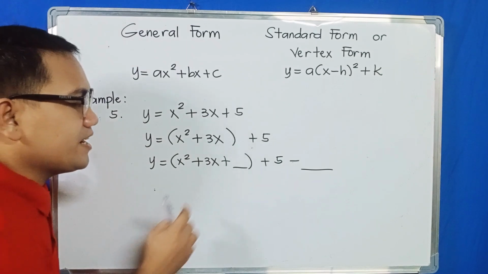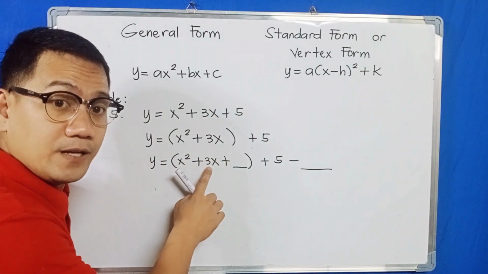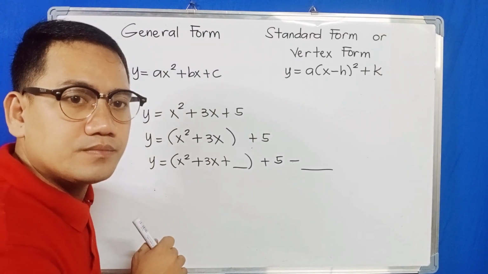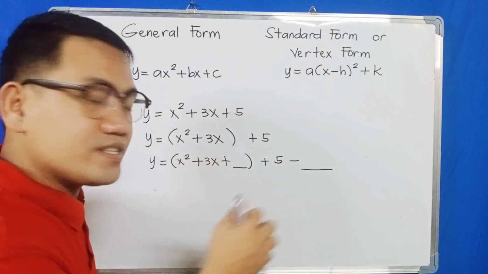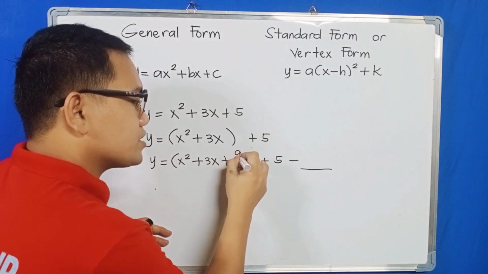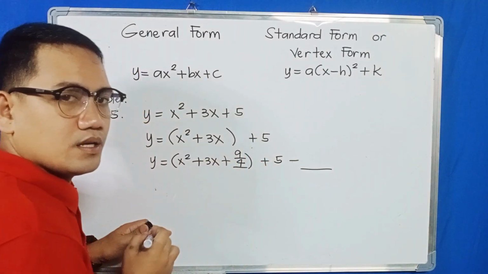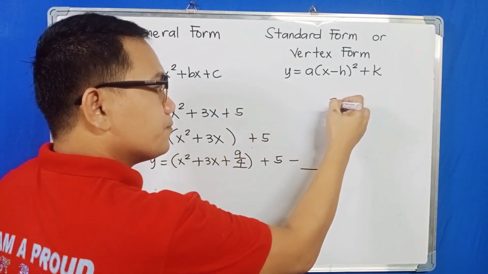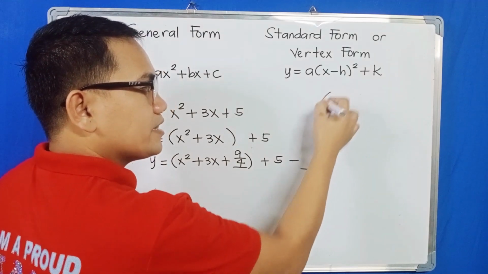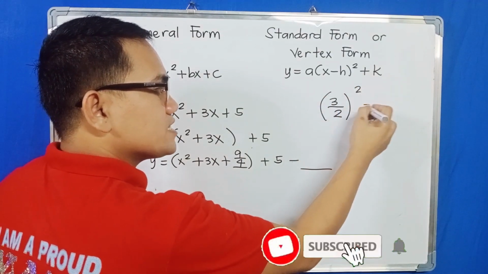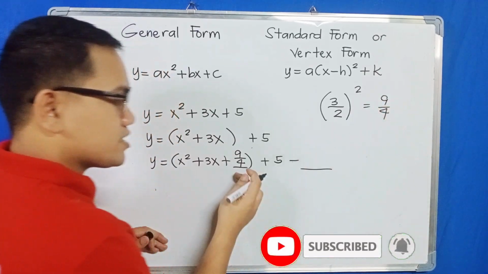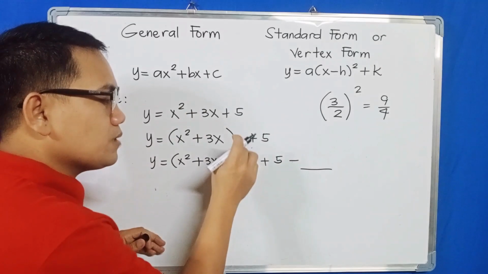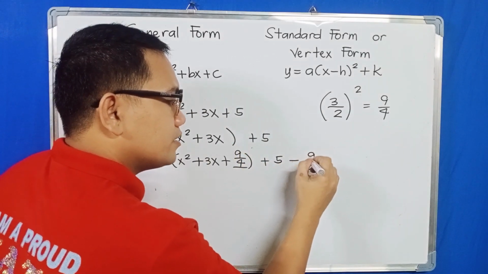So our x here has a numerical coefficient of 3. Half of 3 is 3 halves. Squaring 3 halves, that would be 9/4. So 9/4 is obtained when we get half of 3 and square it. So that leads us to 9/4. That's why we came up with 9/4 here. So 9/4 will be subtracted from our constant.